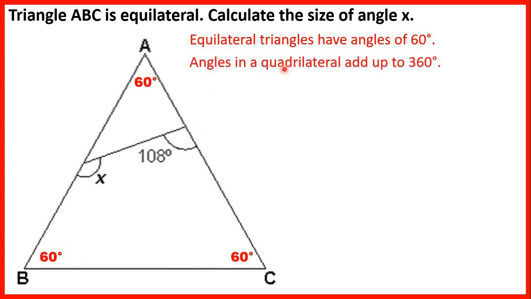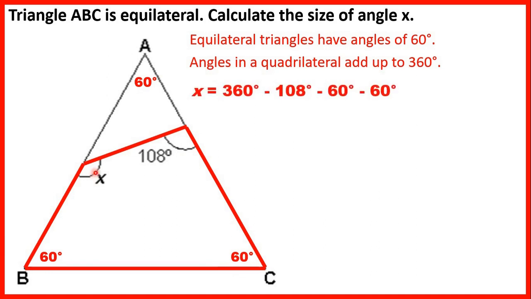Now angles in a quadrilateral, so in a four-sided shape, add up to 360 degrees, and we have a quadrilateral, a four-sided shape here. So what we can do is subtract the angles that we have from 360. So 60 plus 60 plus 108 is 228, and if we subtract that from 360, we get 132. So that's the size of angle X.